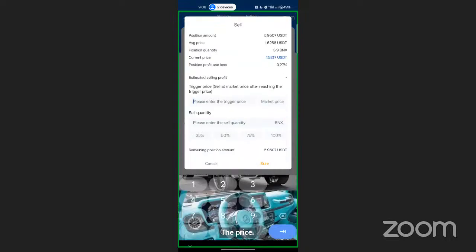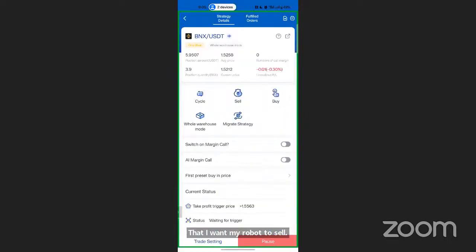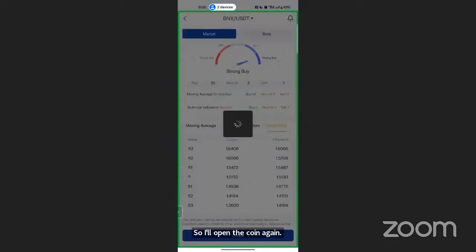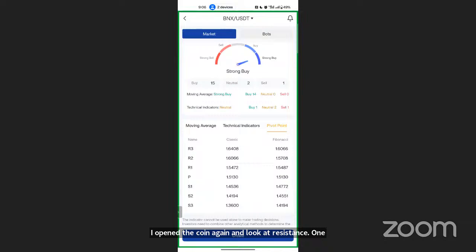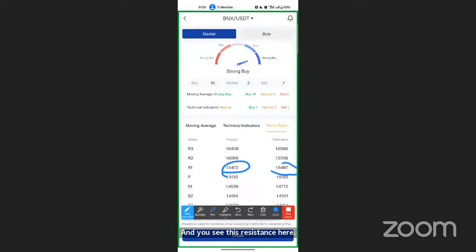So I'll open the coin again and look at resistance 1. And you see this resistance here. It's lower than this one, so I'll go with this lower one. 1.5472.